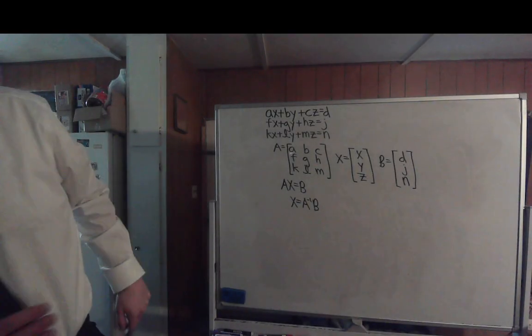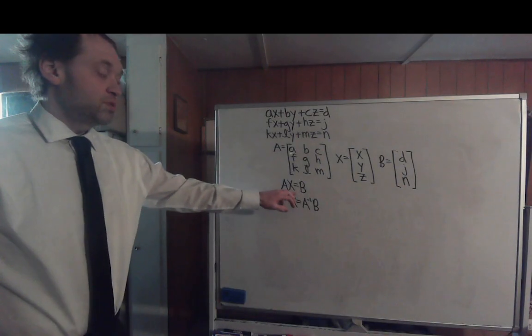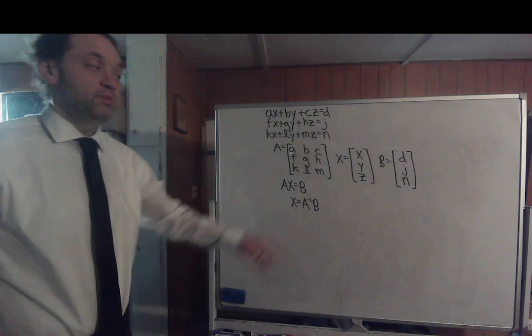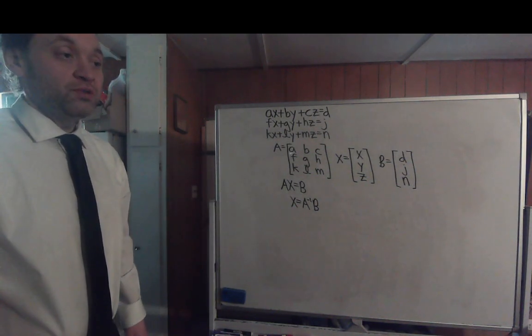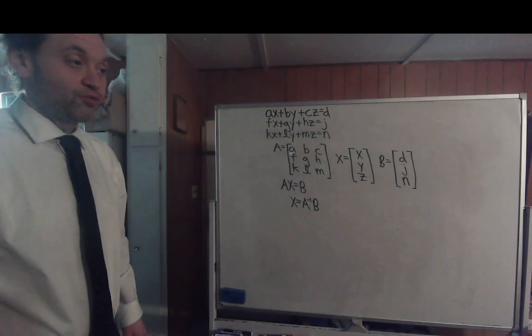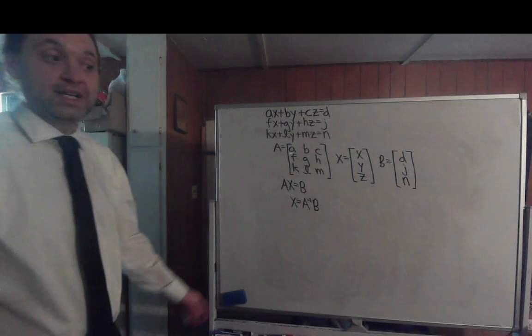Well, it's the same idea as a 2x2 matrix. You take your AX, which would equal B. In order to solve for X, you take A inverse times B. Well, as we know, the inverse of a 3x3 matrix is not nearly as pretty as a 2x2 matrix, as evidenced by yesterday's lesson.